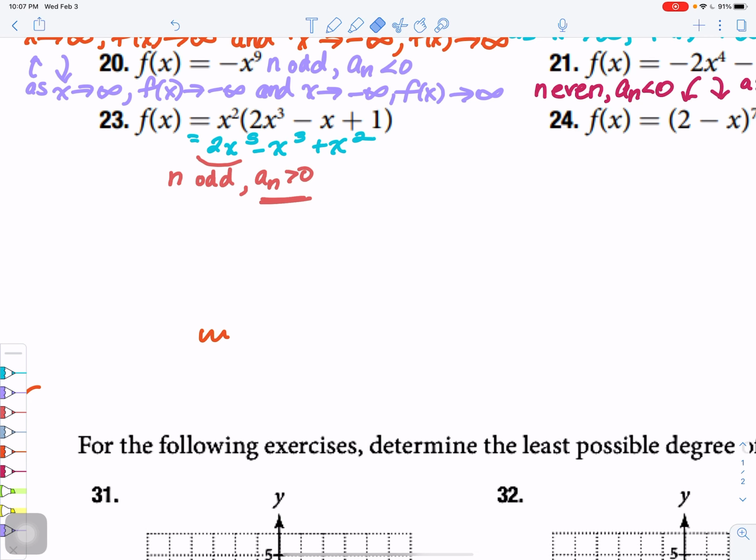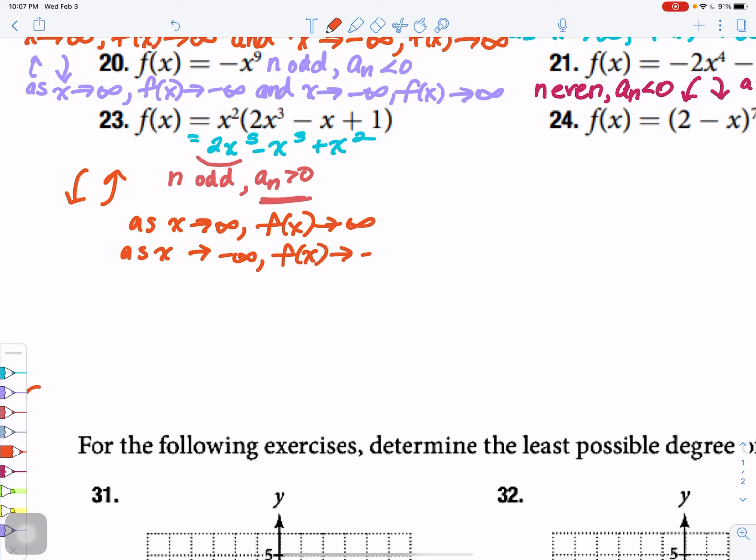So we can make a little end behavior diagram. So the left end goes down and the right end goes up. So as x approaches positive infinity, f of x approaches positive infinity. And as x approaches negative infinity, the y values are going to negative infinity.